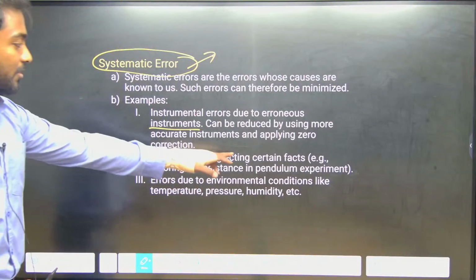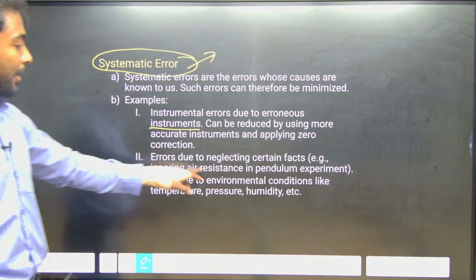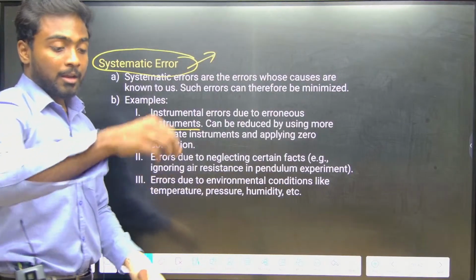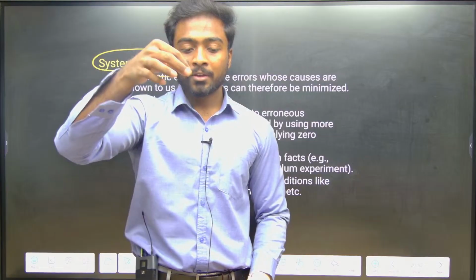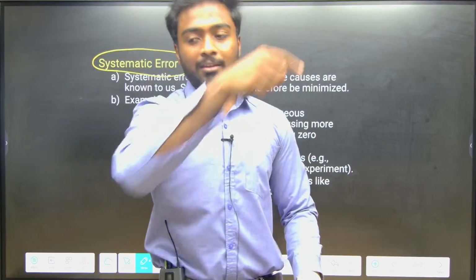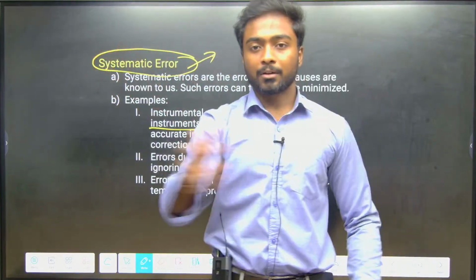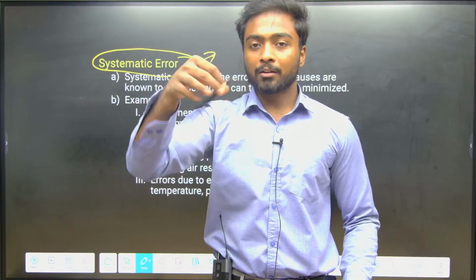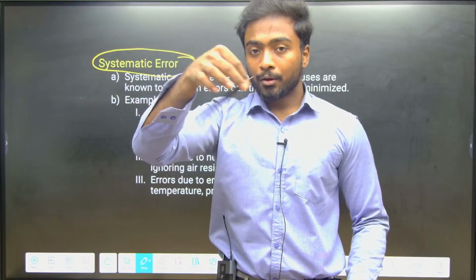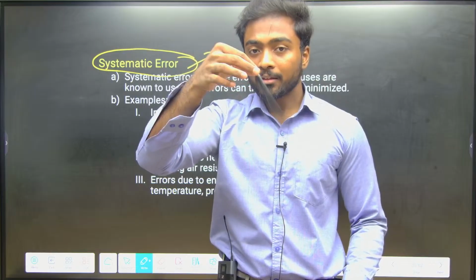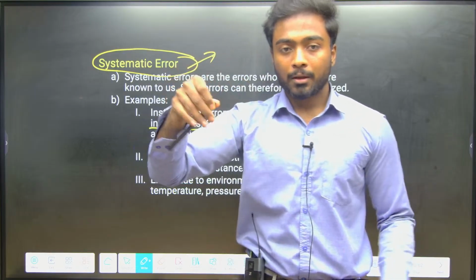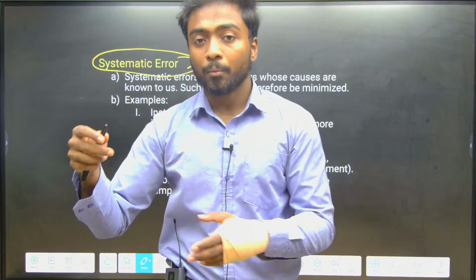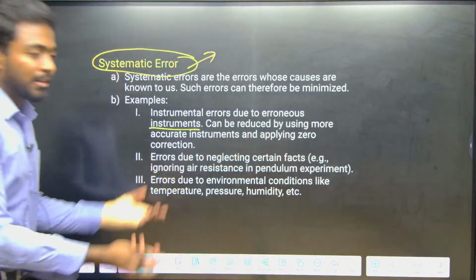Errors due to neglecting certain facts, for example ignoring air resistance in a pendulum experiment. The pendulum will be oscillating like this. Now air resistance is there, like air is flowing like this. Due to that it can oscillate very slowly. The original speed will be more, but due to air resistance it will oscillate slowly. It can be like that also.